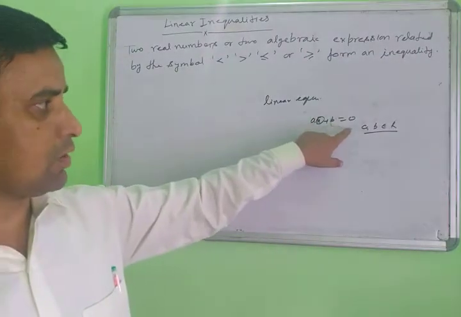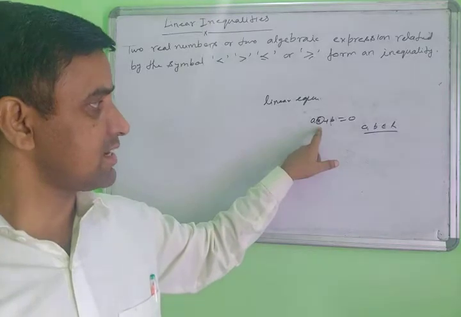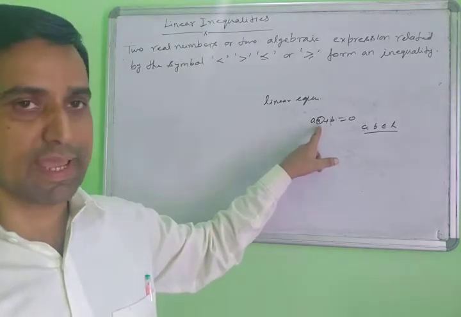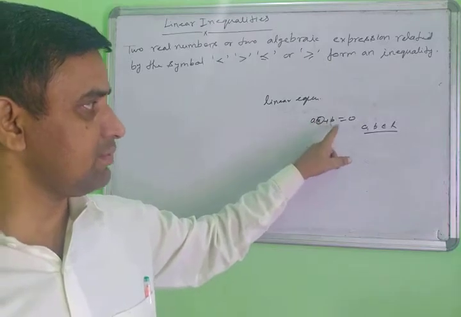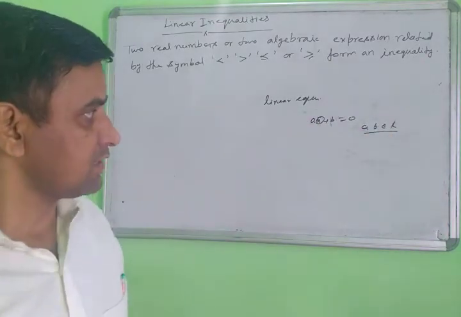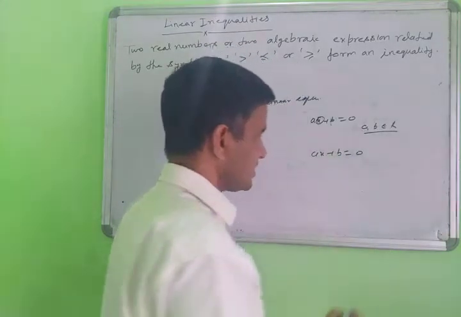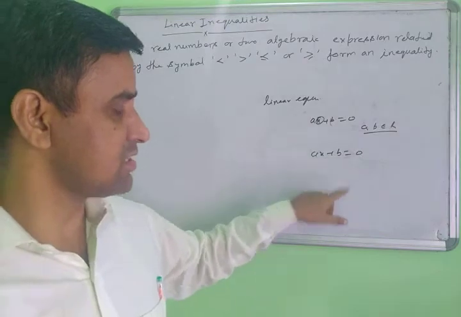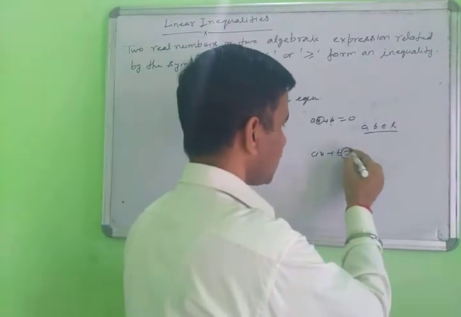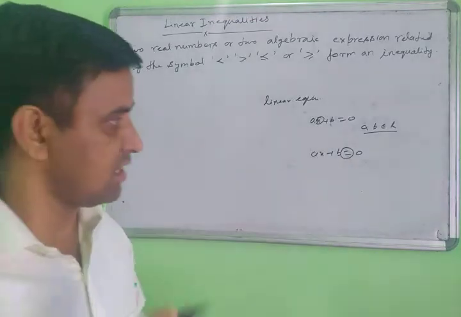A and b are called real numbers, and x is called a literal number, an algebraic variable; they mean the same thing here. So what is this? ax plus b equals 0. This is a linear equation because it uses the equal sign.